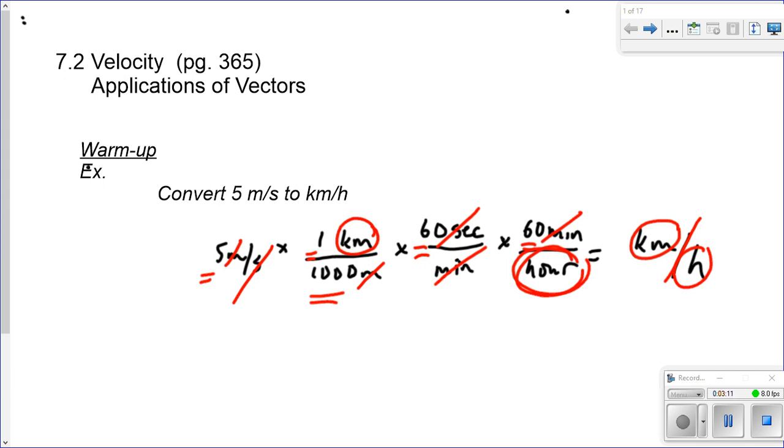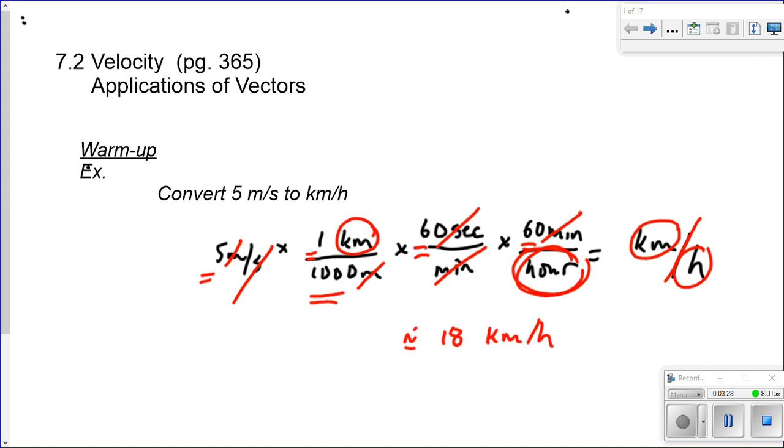I'm just going to get my calculator. 5 times 1 times 60 divided by 1,000 is approximately 18, and it's kilometers per hour here.